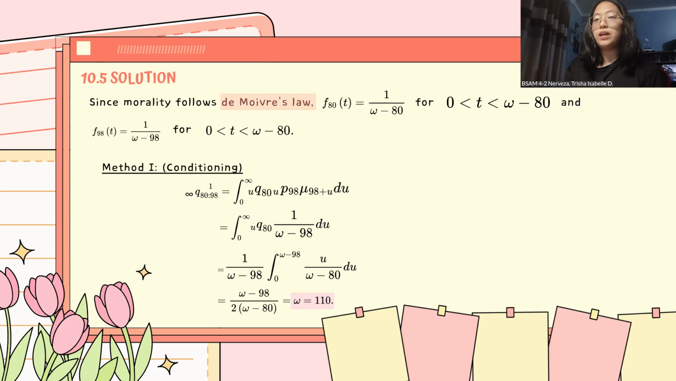Assuming the Muhlhauser law, we get the following probability density functions. Consider the probability of the person aged 80 dying within U, the probability of the person aged 98 living within U, and its force of mortality. Solving for the following, we get omega equals 110.